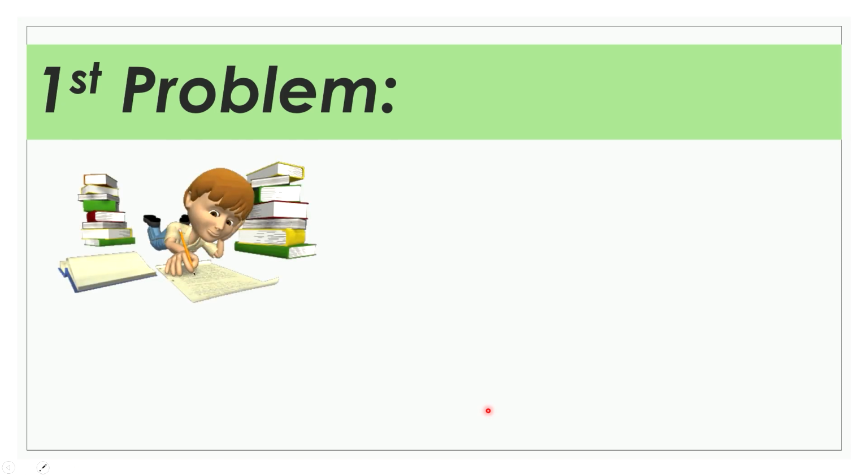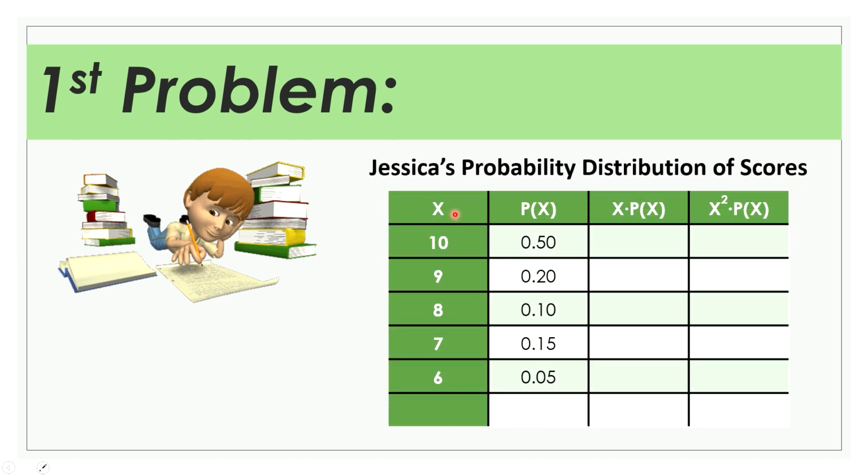This is now the table of values for Jessica's probability distribution of scores. In this column, we have all the values of the variable x, and in this column, we have the probability of x, or p of x. In this column we will get the product of x and its corresponding probability, and in this column we will get the product of x squared and its corresponding probability. So we will use this formula: x multiplied by p of x.